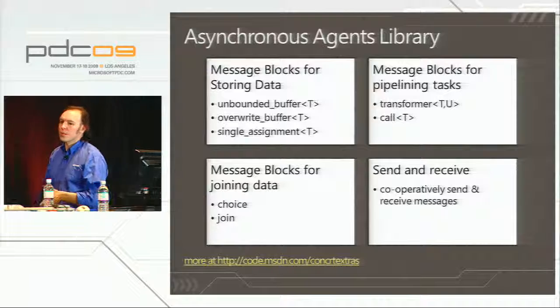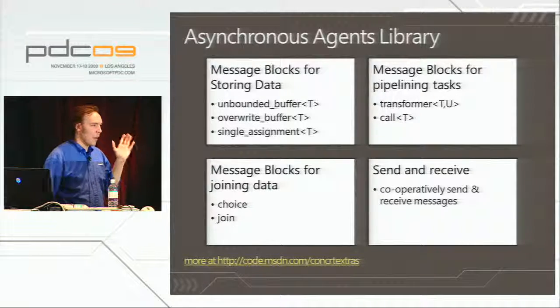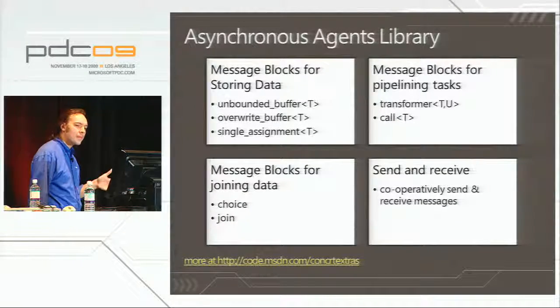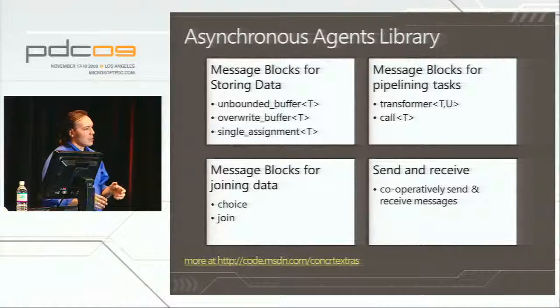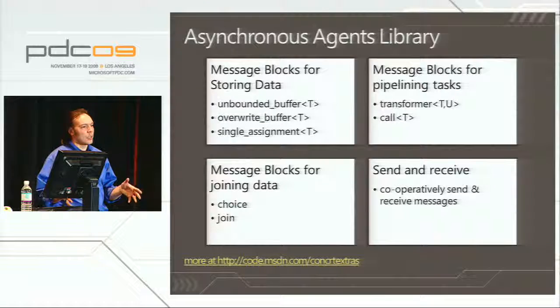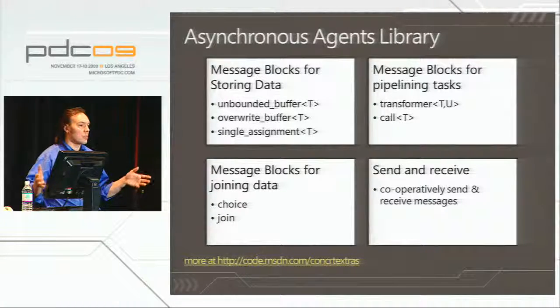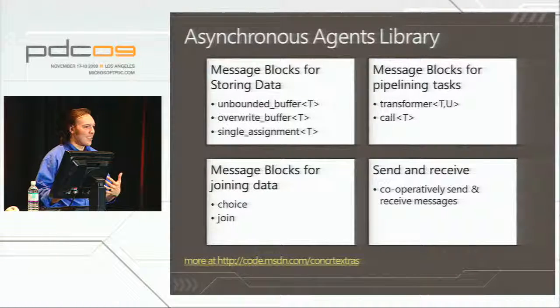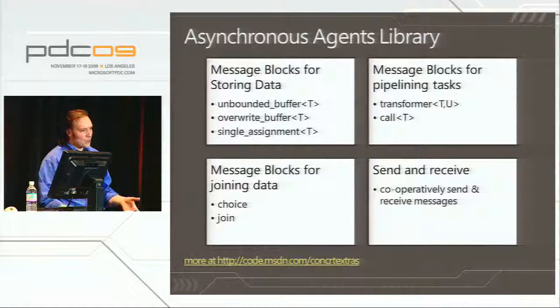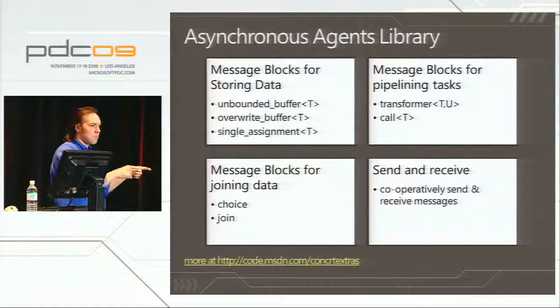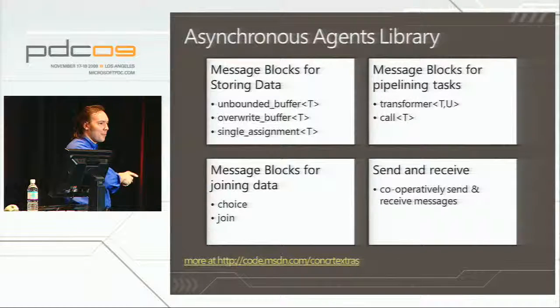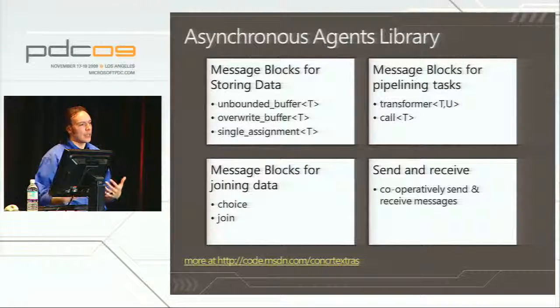We have message blocks that will actually transform the data or pipeline the tasks. We have a transformer. We have a call. We have message blocks for joining data. So rather than calling wait for multiple objects, you can do a join on a set of message blocks and just get the data you were waiting for. Because after you do wait for multiple objects, OK, here's a set of events. Those events all usually go back to some piece of data. Then you have to look up the data. But you can just join on the data and get the data.